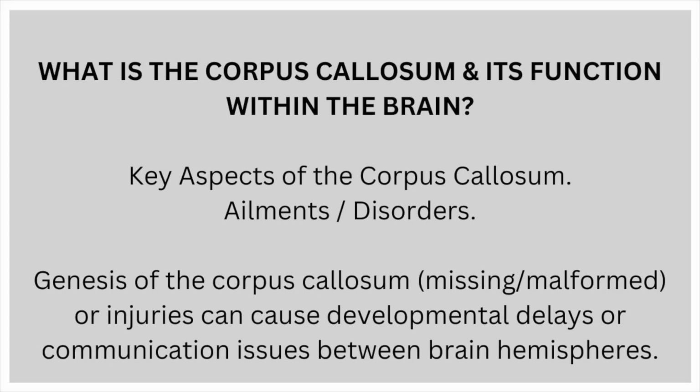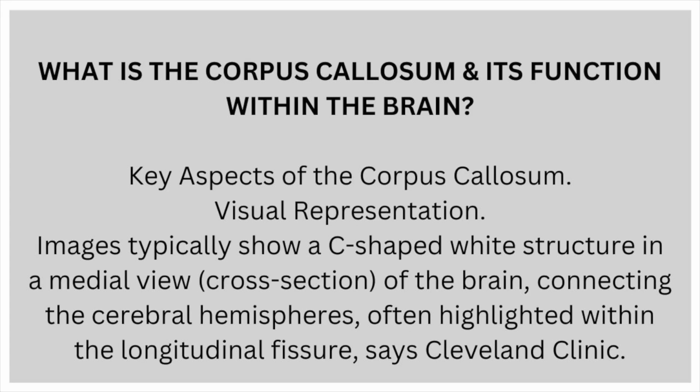Ailments and disorders. Agenesis of the corpus callosum or injuries can cause developmental delays or communication issues between brain hemispheres. Agenesis of the corpus callosum means missing or malformed. Visual representation. Images typically show a C-shaped white structure in the medial view, this being the cross-section of the brain, connecting the cerebral hemispheres, often highlighted within the longitudinal fissure, says Cleveland Clinic.